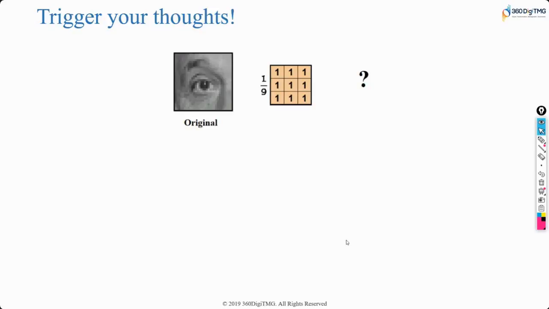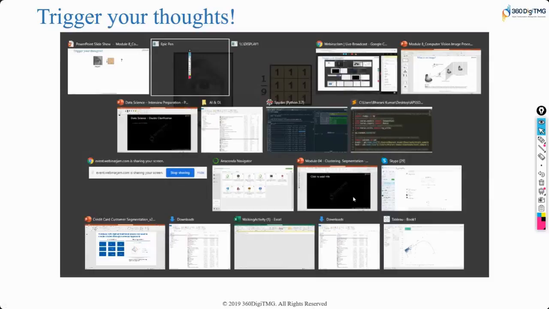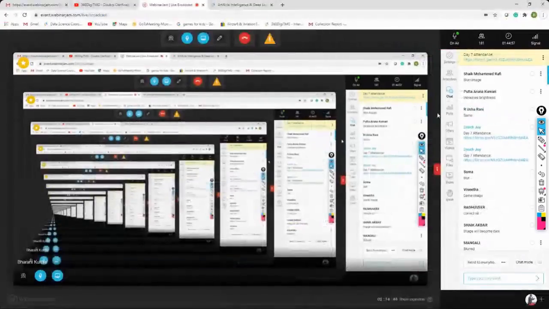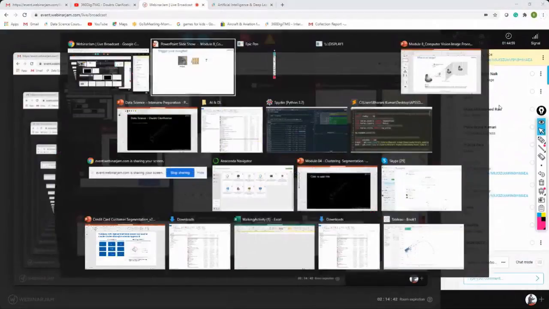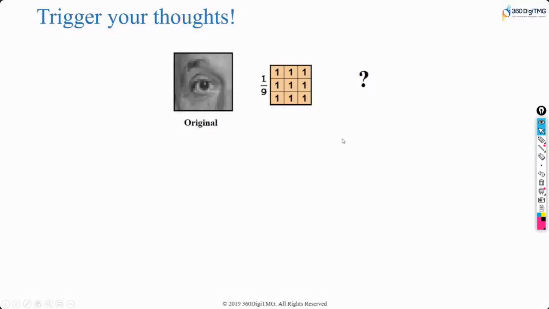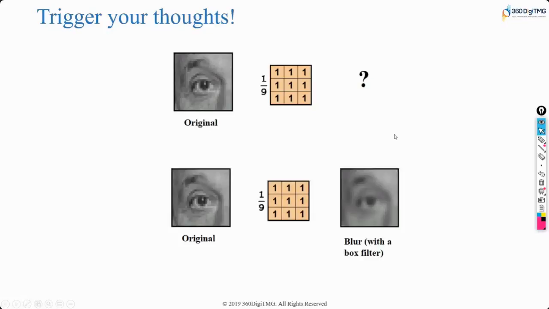What do you think will be the output of the image? Go for it. I'm sure you'll get it right. Absolutely. A lot of y'all are getting it right. It will actually blur the image. It will actually blur the image in this way. Wonderful, right? So a lot of filters is what we have discussed.